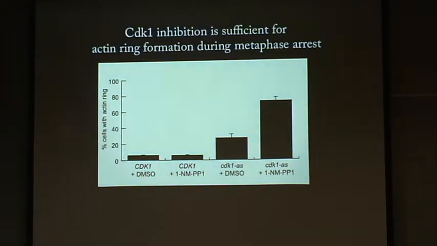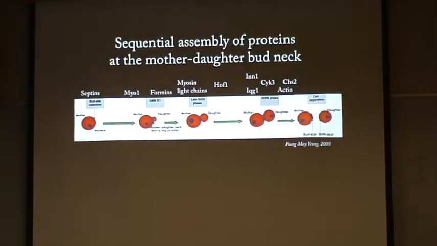I should say what this means is that that ring is forming at a time when it otherwise wouldn't be. And so the conclusion is that something is phosphorylated, a protein is phosphorylated, is being held inactive, and it's preventing that ring from forming. But when you get rid of those phosphates, you are artificially activating some protein and having the ring there where it shouldn't be. So the question became, what is that protein?